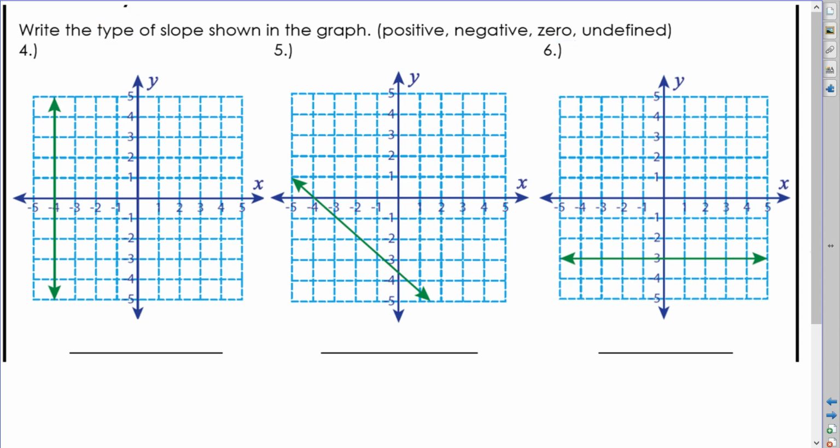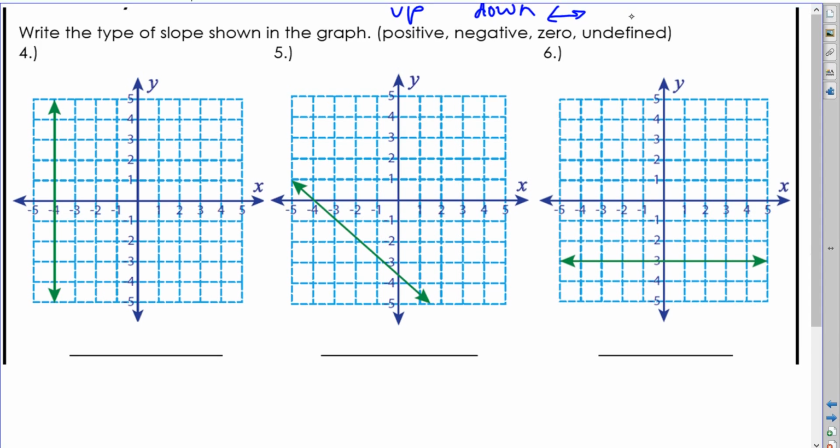So for these questions here, positive would mean an uphill line, negative would mean a downhill line, 0 would mean horizontal, and vertical would mean undefined. So it looks like over here on number 4, I have a vertical line, right? Or undefined. So you write undefined.